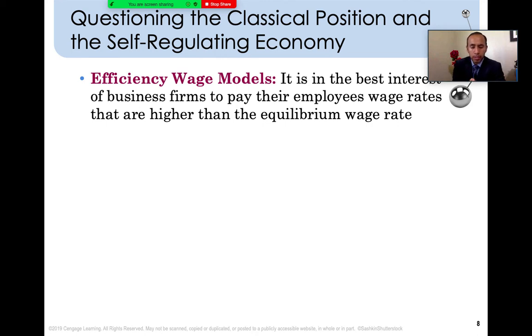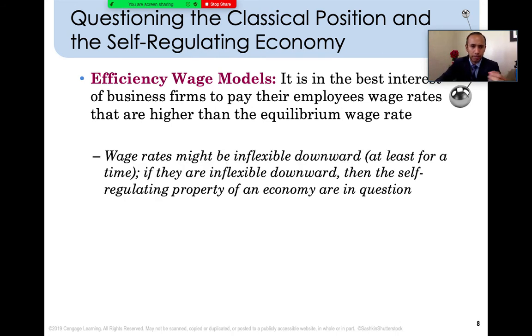So he introduced this perspective that sometimes it's in the best interest of businesses to pay more to their workers to get the most out of them in productivity or efficiency. He was stating that wages might be inflexible downward, at least for some time. And if they are, then the self-regulating economy is in question, because it throws off the classical perspective that wages drop. If anything, wages slowly increase or stay stagnant, but they rarely decline.